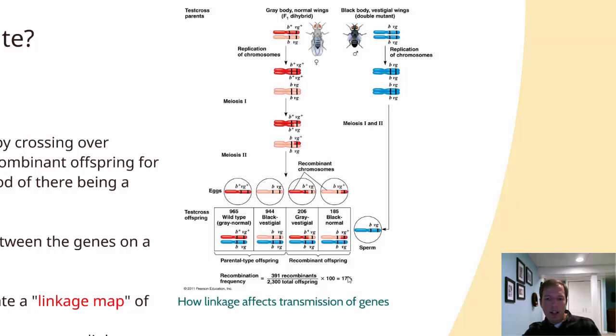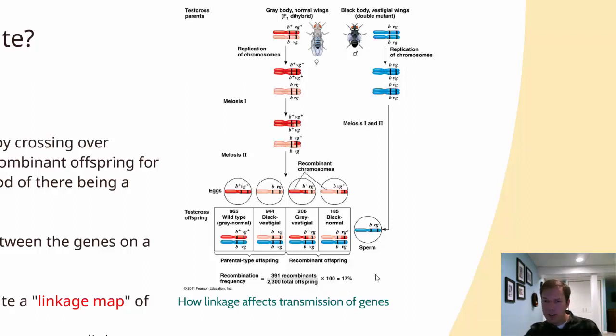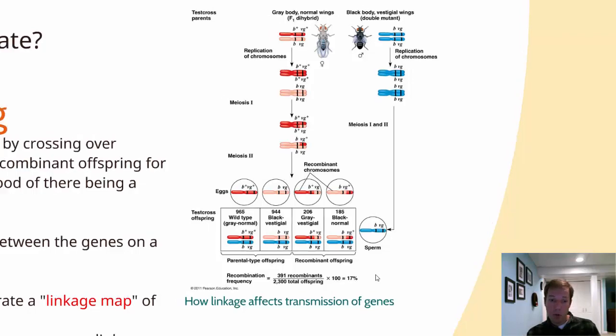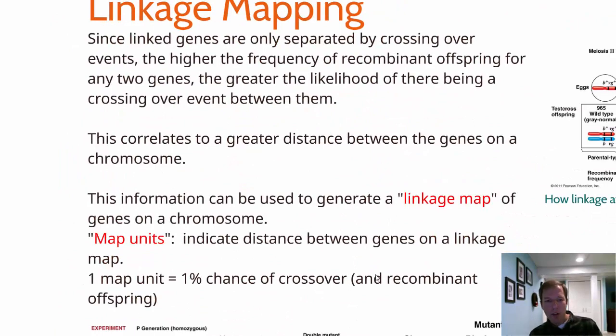Now, the percentage of recombination is something that we can analyze to determine how close or how far apart those particular genes are on the chromosome. So here, if you add up 206 and 185, that makes 391 in total. So out of 2,300 total offspring, that was 17%. And if we can compare and see, the higher that percentage is, the further away those genes are actually on a particular chromosome. So we can create something called a linkage map, which is going to map out on a chromosome how far apart particular genes are.